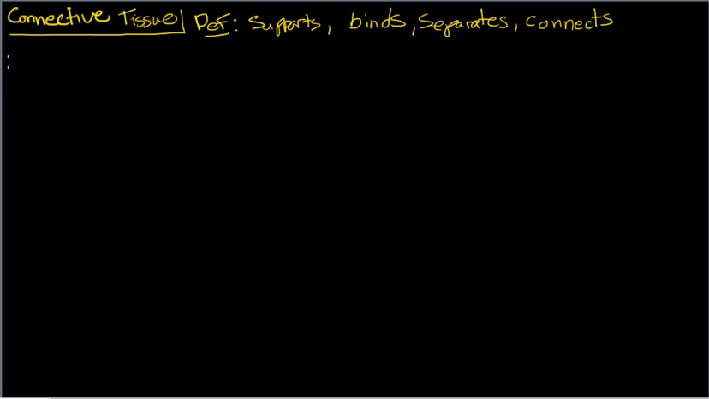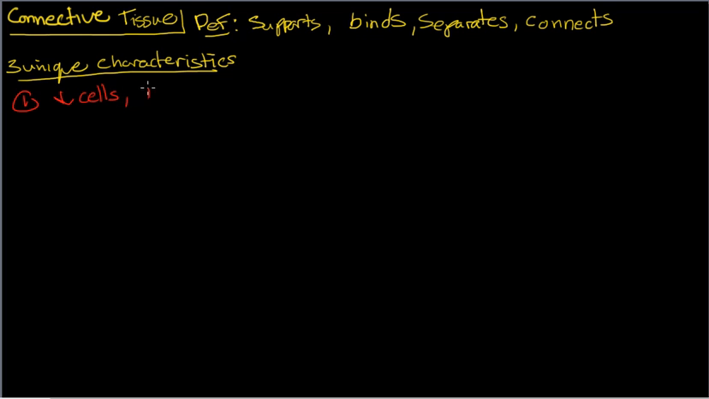There are three unique characteristics about this tissue. First one is that there are relatively few cells in this tissue, and that there is a lot of extracellular matrix, or ECM. That is contrasting to what we talked about with epithelium, where the tissue is mostly cells.